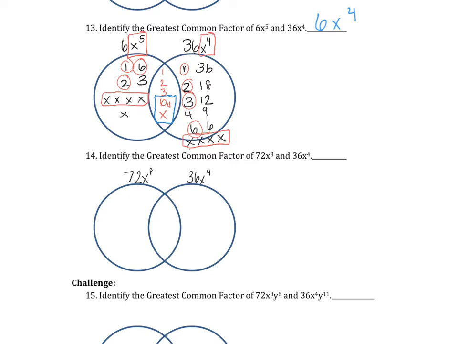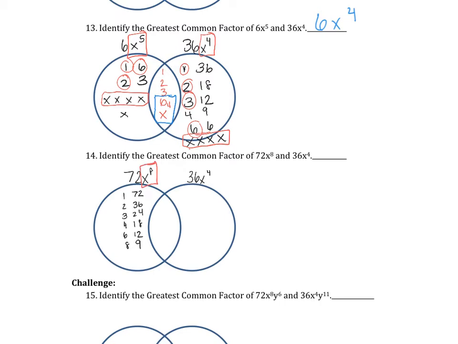Okay, now we've already done the factors of 72 on the last page, so I'm just going to run through them quick. Okay, so we have 1 and 72, 2 and 36, 3 and 24, 4 and 18, 6 and 12, and 8 and 9.